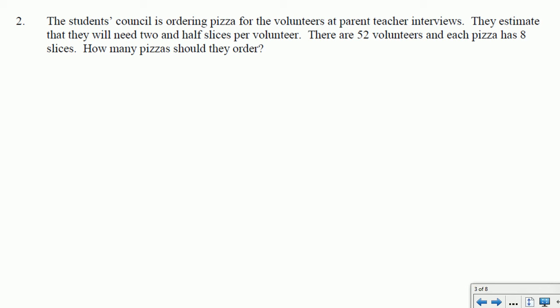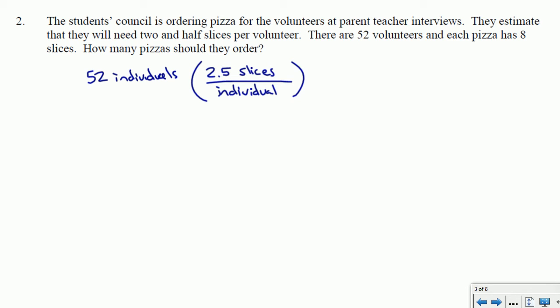Well, it would be helpful to figure out how many slices of pizza total we need first. So given that there are 52 people and each person is capable of eating 2.5 slices of pizza, we basically multiply 52 by 2.5 and this sort of cancellation happens and we're left with the number of slices. So that works out to 130 slices.